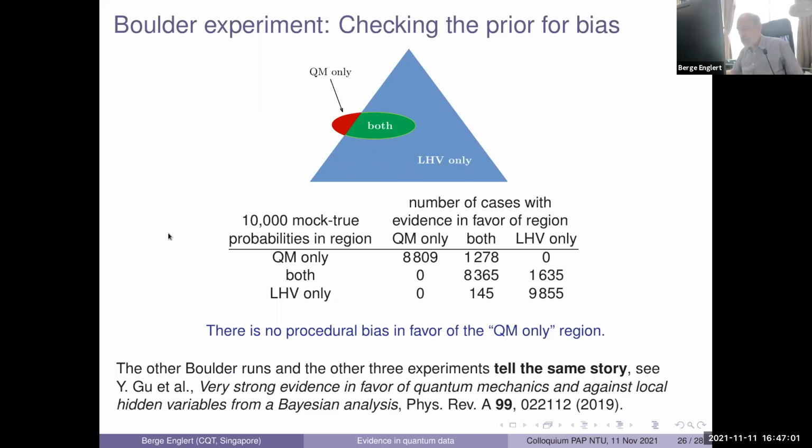Right. So what I showed you is the data for one run of the Boulder experiment. We can also evaluate the other runs of the Boulder experiments and all the runs of the other 3 experiments. And in all cases, we get the same story, namely that there is very strong evidence in favor of quantum mechanics and against local hidden variables from this Bayesian analysis.